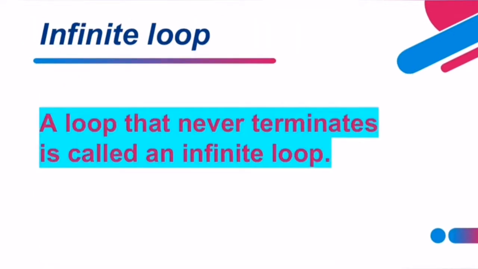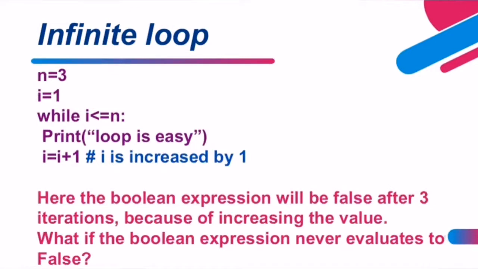Now we are talking about the infinite loop. Here is the same program from the previous example. In this program, the Boolean expression i less than or equal to n will be false after 3 iterations, because we are increasing the value of i by 1 in each iteration using i equal to i plus 1. What if the Boolean expression never evaluates to false? In such a case, the body of the while loop is executed endlessly. A loop that never terminates is called an infinite loop. Let's check a few examples of infinite while loops next.